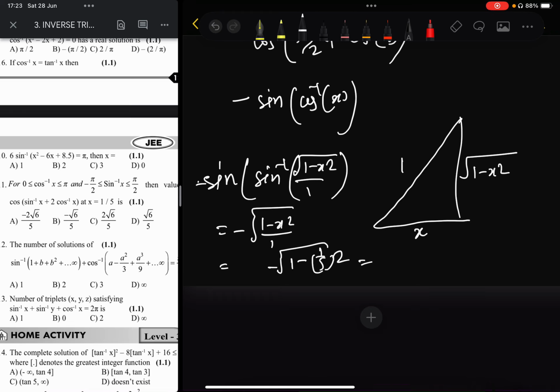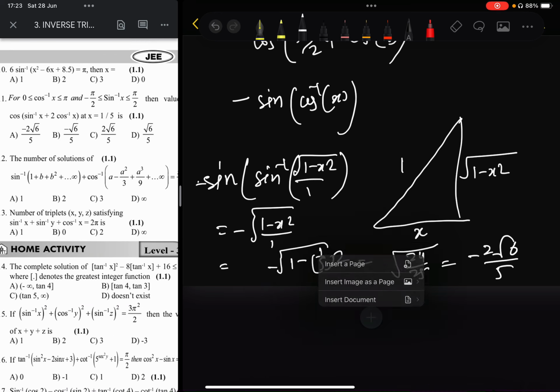So this will become 25 minus 1, 24 by 25. So this is 2 root 6 by 5. Root of this one is 2 root 6 by 5, and minus. So minus 2 root 6 by 5, A option is correct.